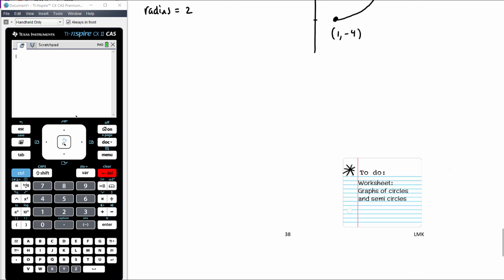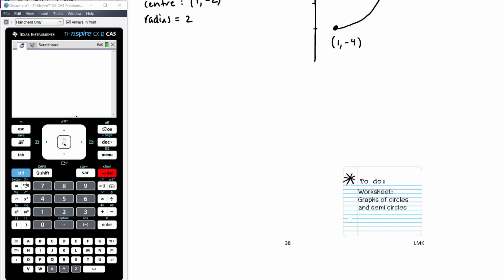Okay, so the work to do today is on a worksheet, graphs of circles and semicircles.